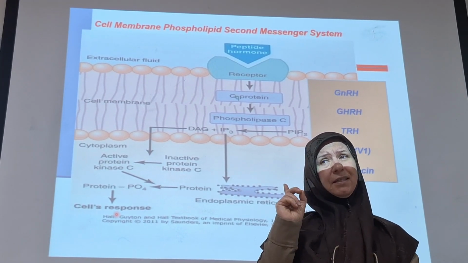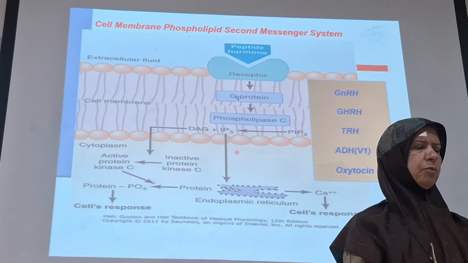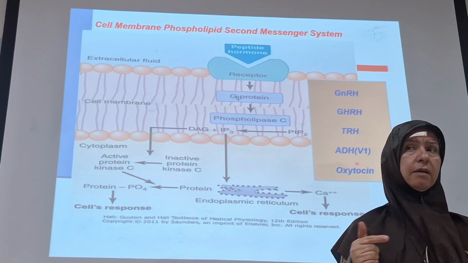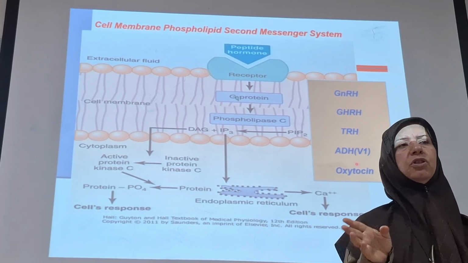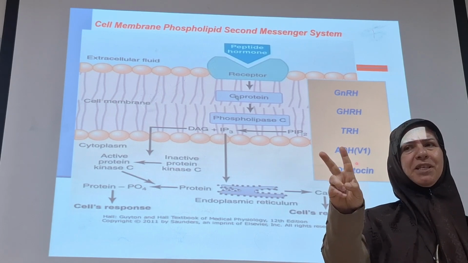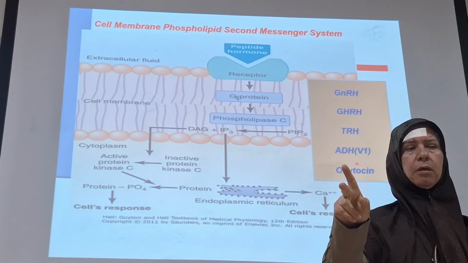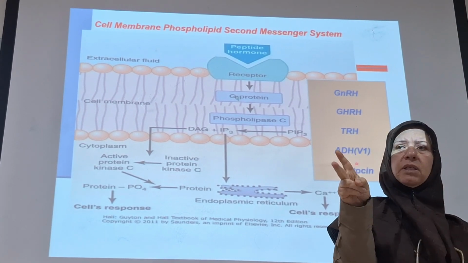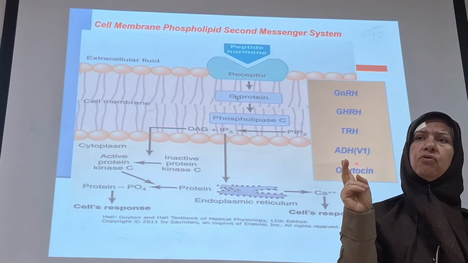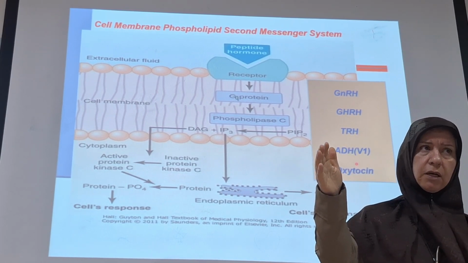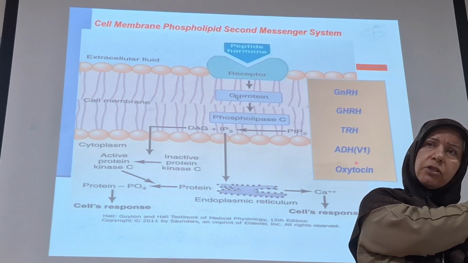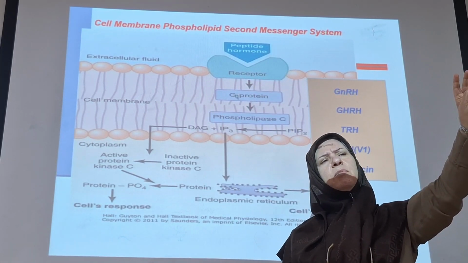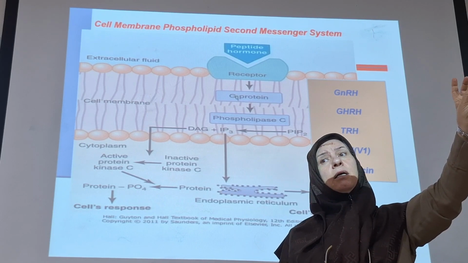And one thing, ADH has two receptors, V1 and V2. V1 is Gq, V2 is Gs. Only two exceptions. Dopamine and somatostatin, we know, are Gi. The two exceptions are CRH and ADH-V2, which act via Gs; the others are Gq.